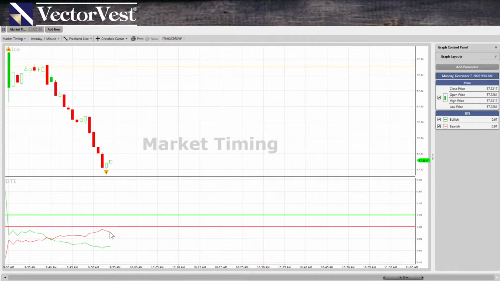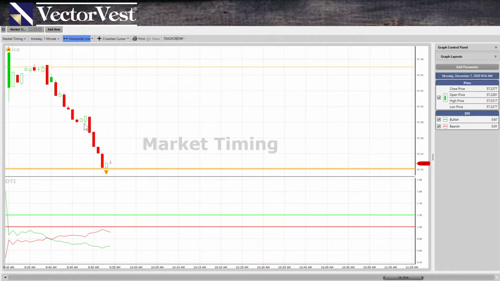And just the opposite, when the bullish DTI gets above its value of 1.2, it will give you a green triangle. Now notice, what did the market just do? Wow, did the market just find a session bottom? Interesting. Right click, let me make that a little darker for you. Did the market just find an intra-session low?